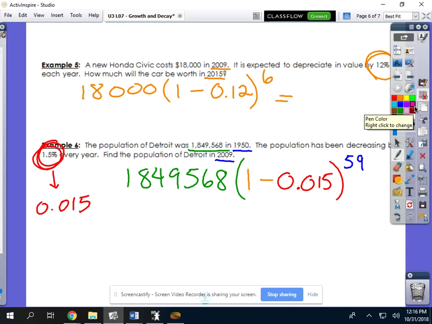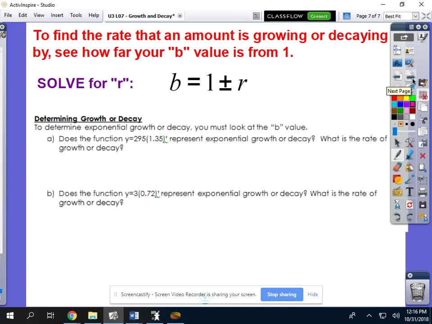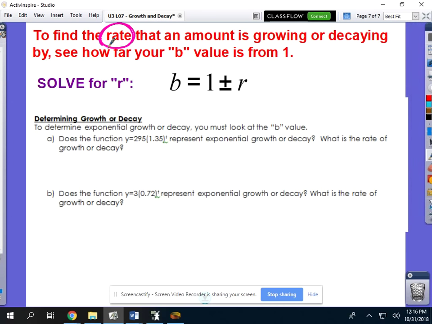All right. So the last piece that we really want to focus on is this idea right here, at the very bottom of your notes. It's kind of a challenging idea because we're trying to find not necessarily what it's going to be after such and such amount of time, but what the rate is, the rate to find the rate that an amount is growing or decaying. We really are trying to figure out how far away are we from 1. Okay, so for example, if we're growing at a rate of 12%, then we're 12% away from 1.